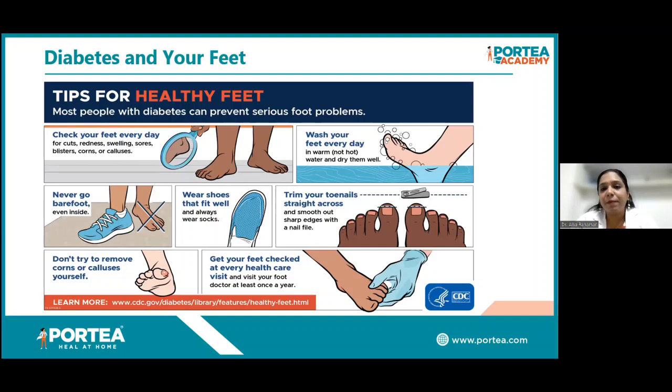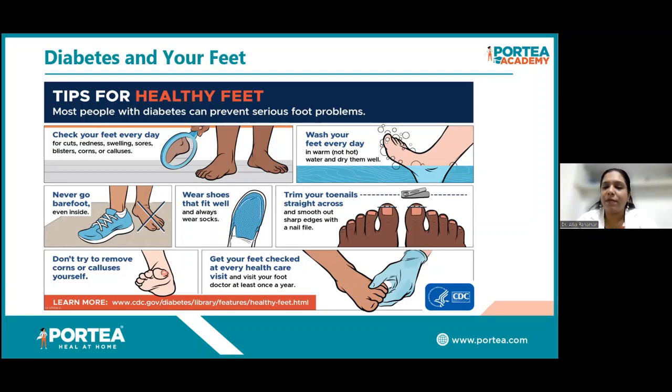So for a diabetic patient, it is very important to take care of their feet. If you're a diabetic, you should check your feet every day. If there is any redness, any cut, because a single cut in diabetes can flare into a big infection in only a week's time if your sugar is not controlled. You have to wash your feet every day before sleeping with warm water, not hot water. Diabetic patients are very sensitive to hot water. You have to dry them well and then sleep.